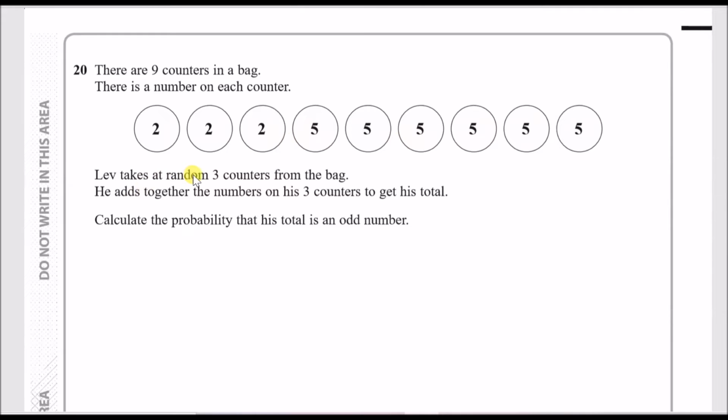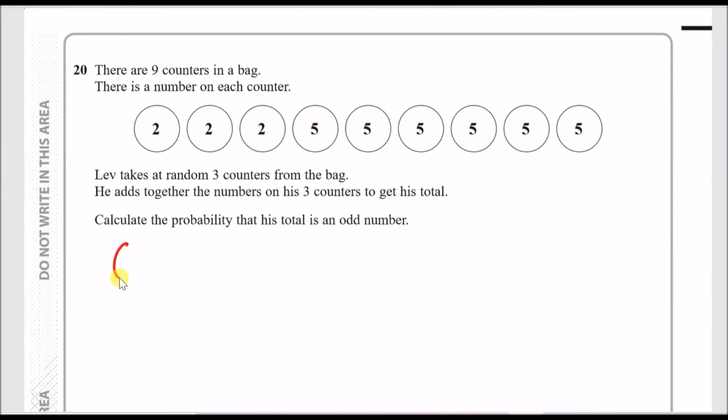Now Lev takes at random 3 counters from the bag. He adds together the numbers on his 3 counters to get his total. Calculate the probability that his total is an odd number. Okay, so for these kind of questions, let's just do what they say, yeah? And pick 3 counters and see all possible combinations to get odd, yeah? Now, if I just start from the top, to get an odd number, we should always pick 2 evens and an odd. Or 2 odds and an even.